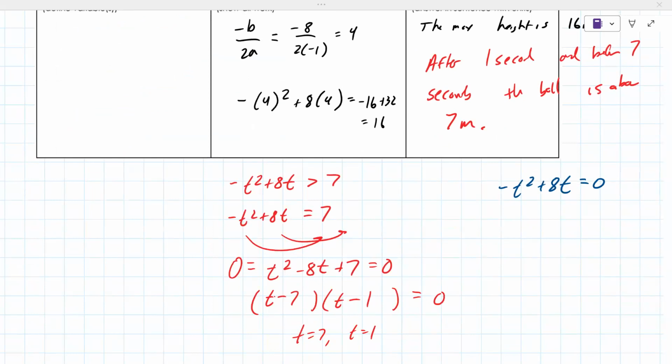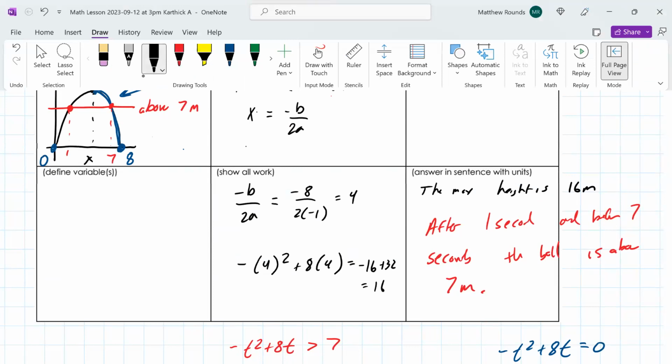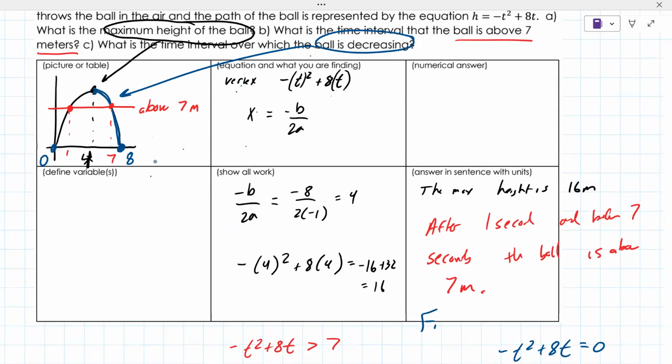Got it. So to do that, you factor out a negative t from both. That gives you negative t times t minus 8 equals 0. So you set them both equal to 0. So you get t equals 0 and t equals 8. Right? So when you go back to our picture, we know at 0 it's there, and at 8 it's there. And we already found this middle value of 4. So from 4 to 8 seconds, it's decreasing. Yeah. Got it.